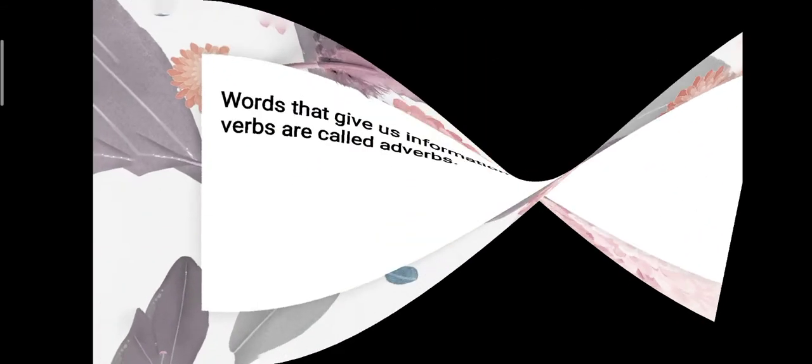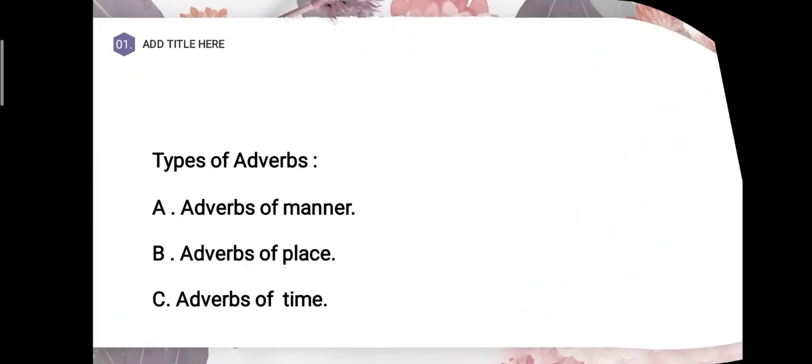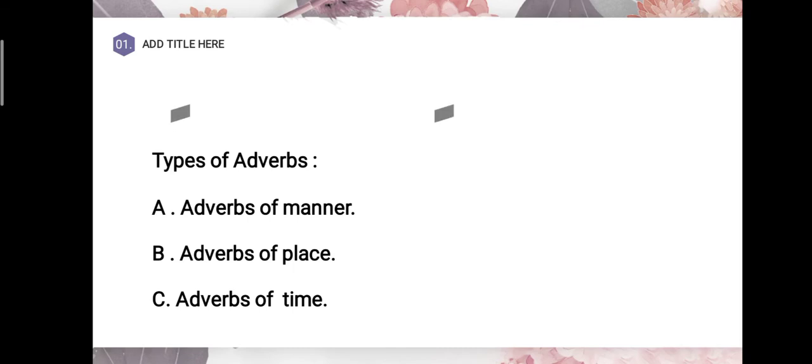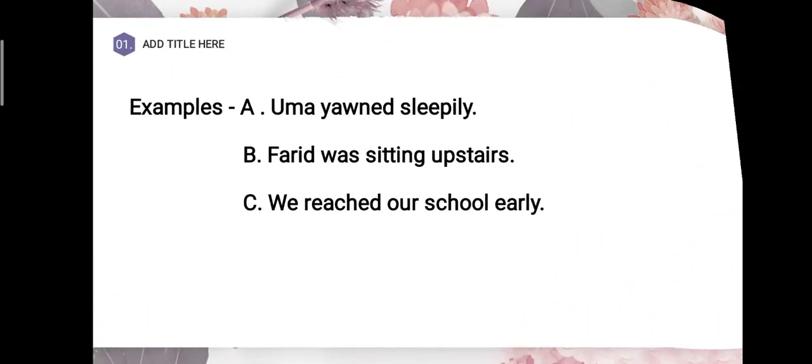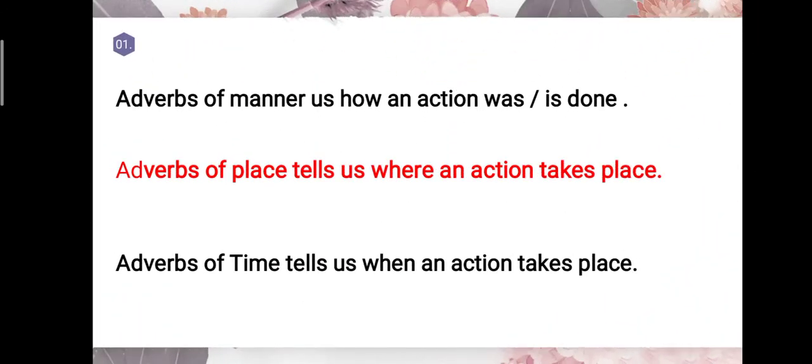So student, words that give us information about verbs are called adverbs. So we have 3 types of adverbs: adverbs of manner, adverbs of place, and adverbs of time. So students, adverbs of manner tell us how an action was or is done. Then adverbs of place tell us where an action takes place. And adverbs of time tell us when an action takes place.